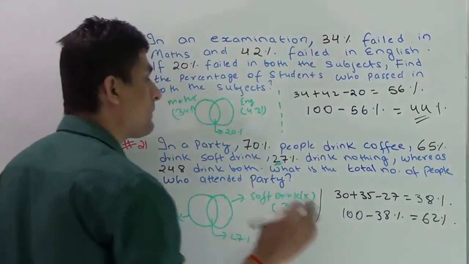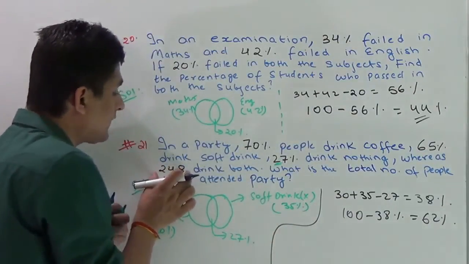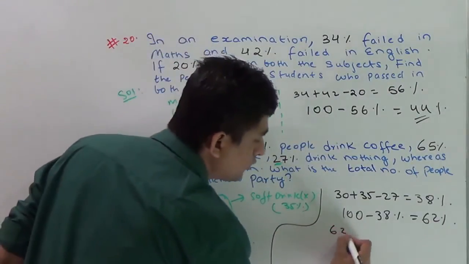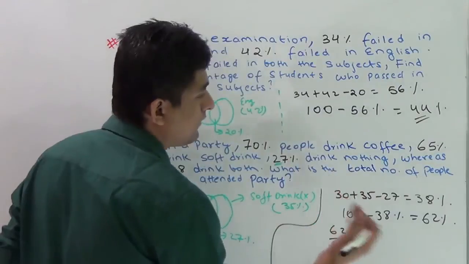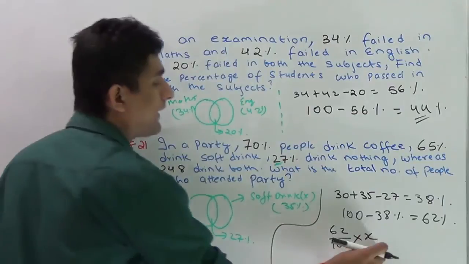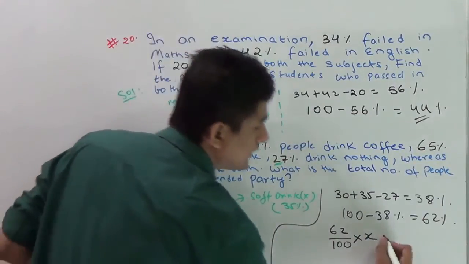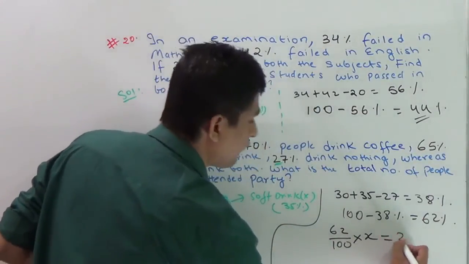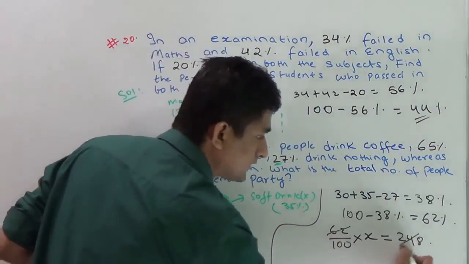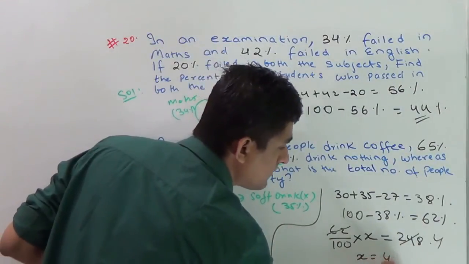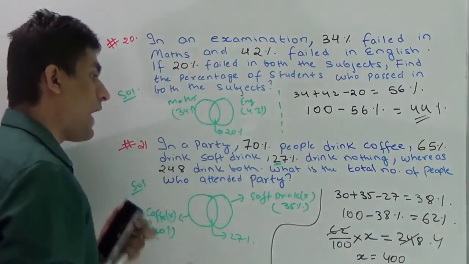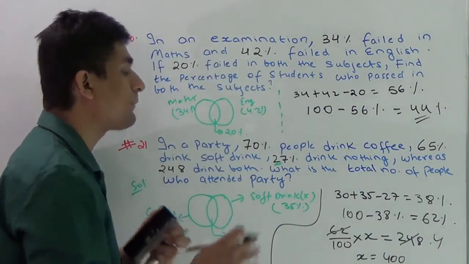Therefore 62% of the people drink both, and it is given that 248 persons drink both. That means 62% of the total number of people present in the party. Let the total number of people present in the party be X. I am assuming X here. 62 by 100 into X will give me 248. I think this equation is clear to you now. The value of X will be 400. Therefore 400 people were present in the party.